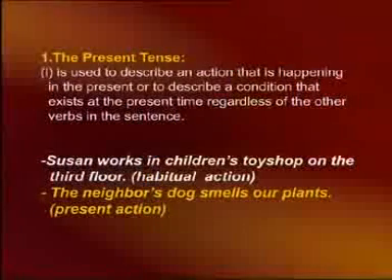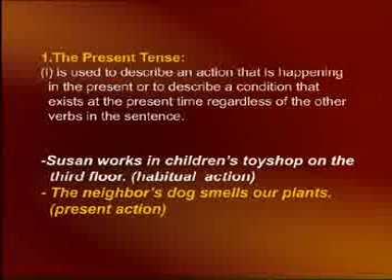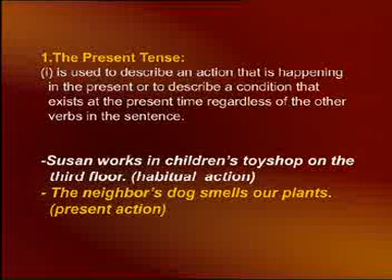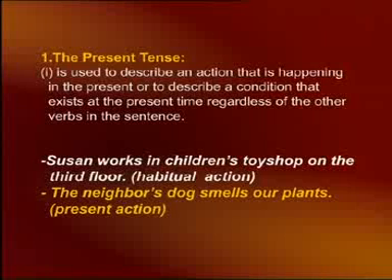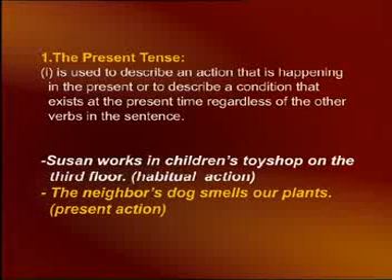Let's take the first one, the present tense. Now, the present tense is used to describe an action that is happening in the present, or it is used to describe a condition that exists at the present time regardless of the other verbs in the sentence. For example, Susan works in children's toys on the 3rd floor. This is something that she does every day. It's almost a habitual action.